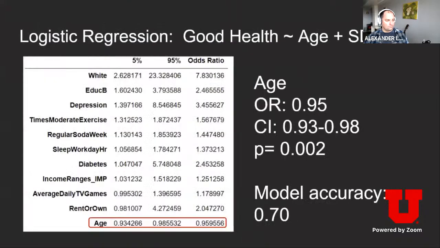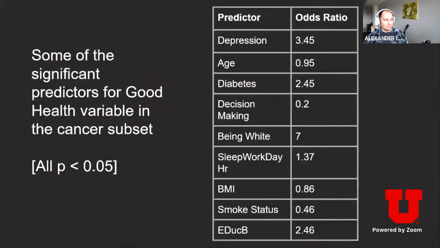After running a logistic regression model on balanced data and controlling for variables like BMI and physical and psychological comorbidities, age becomes a significant predictor of good health. This result suggests that the odds of having good health is 5% lower as age increases by a unit of 1. Health status seems to worsen as age increases, but not by too much. Some of the significant predictors for the good health variable in our cancer subset, all p-values below 0.05.